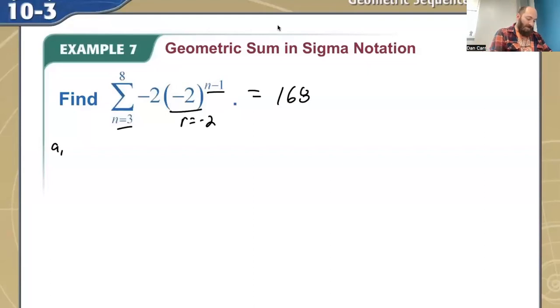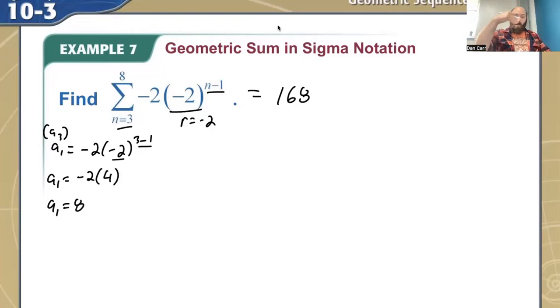It's where I'm starting at in my sequence. Okay, so in this case, I'm going to do -2 times -2 raised to the 3 minus 1 power. So it's a sub 1, but it's really a sub 3. I'm just calling it a sub 1 because that's where I'm starting in my formula for the sum formula. Okay, so that's going to be -2 times -2 to the second power, which is a +4. So a sub 1 is equal to 8.